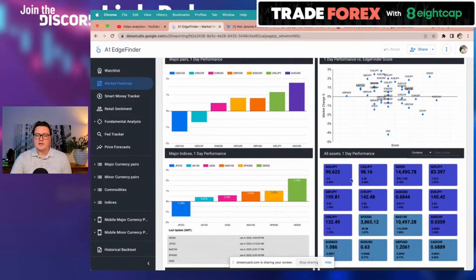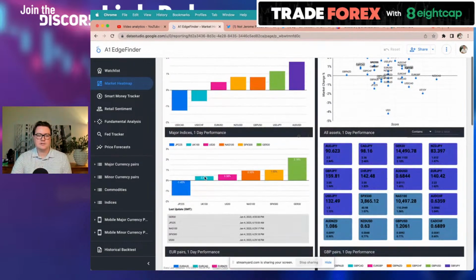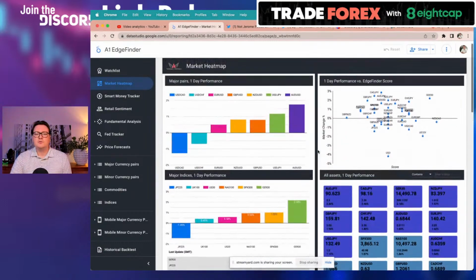Taking a look at all assets over here, we can see that we have some Aussie pairs. Aussie yen, CAD yen are some of our biggest movers to the upside so far today. Our indices are starting to make some upward moves so far today. I was taking a look at this earlier. They hadn't moved this much earlier in the day, but they're starting to make some moves closer to that news event.